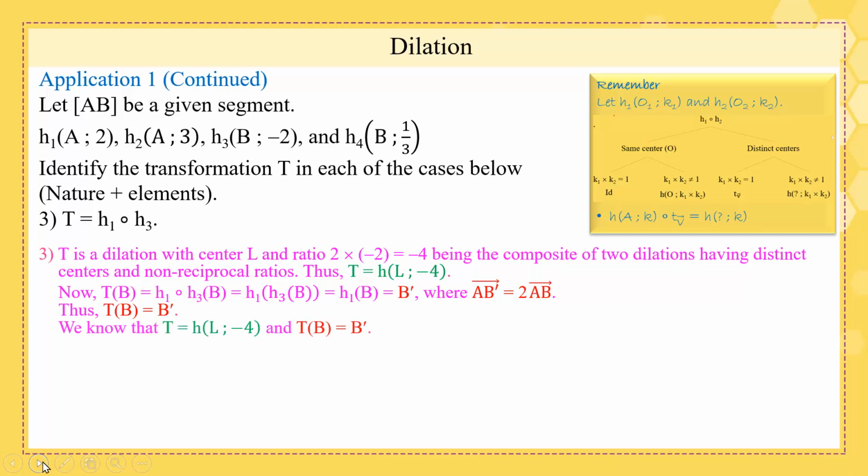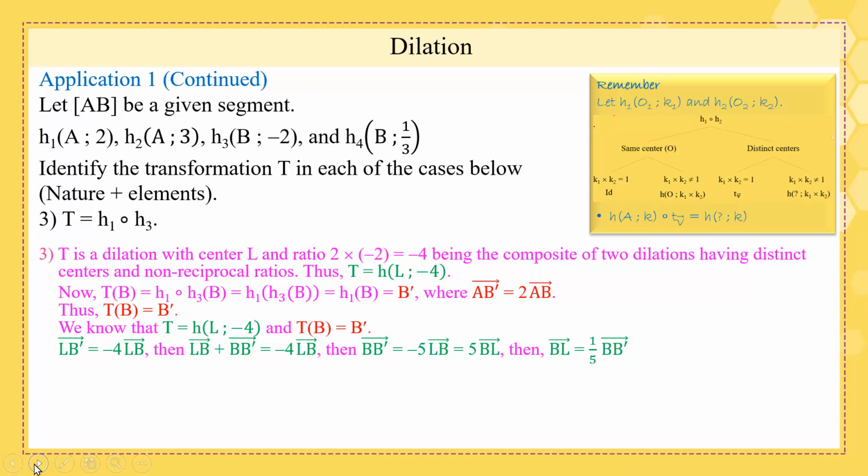Now we also proved that T is a dilation of center L and ratio -4. And using the result that T of B equals B prime, we can say that LB prime will be equal to minus 4 LB. Now we can use Chasles' rule in order to locate the point L, as we remember in the first video. So we introduce the letter B and we do the ordinary calculations.